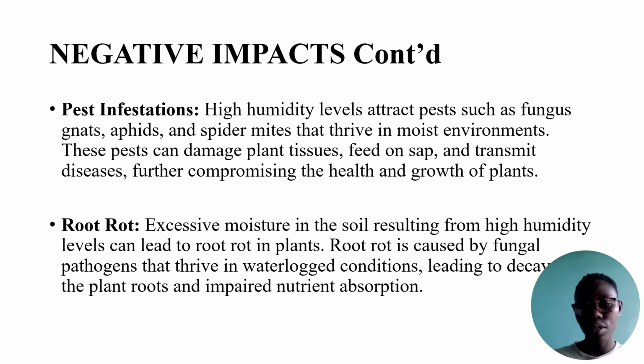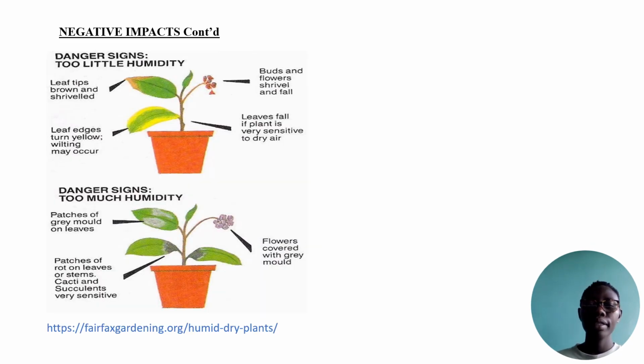Excessive moisture in the soil resulting from high humidity levels can lead to root rot in a plant. Root rot is caused by fungal pathogens that thrive in waterlogged conditions, leading to decay of the plant roots and impaired nutrient absorption. Here are figures that show how the negative impacts affect the plant.